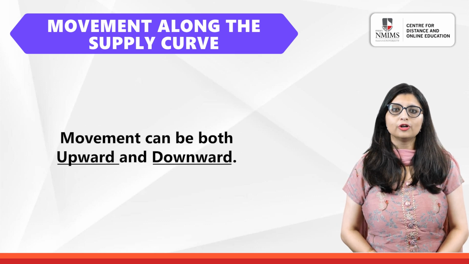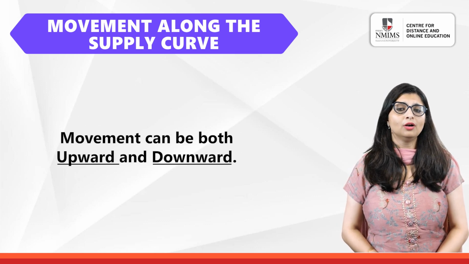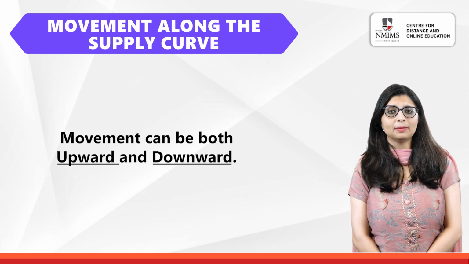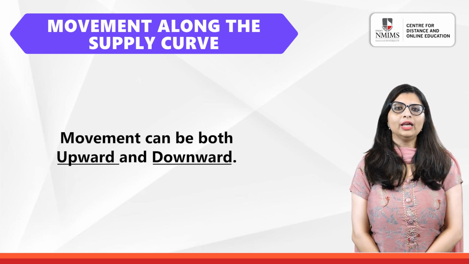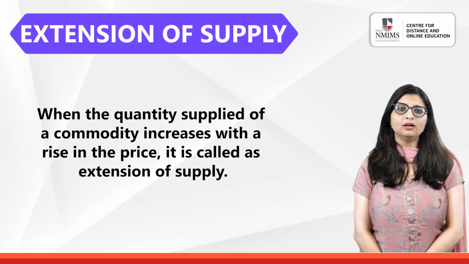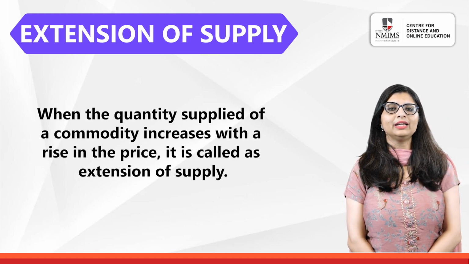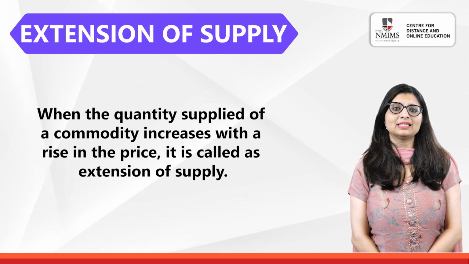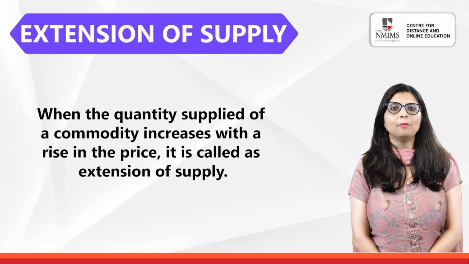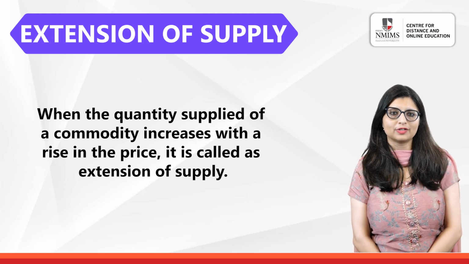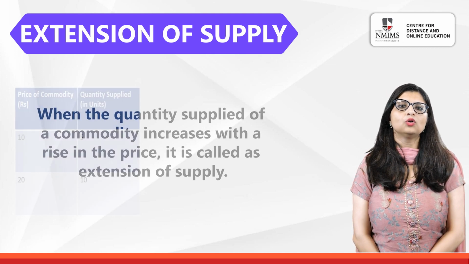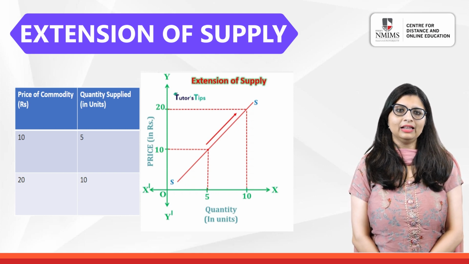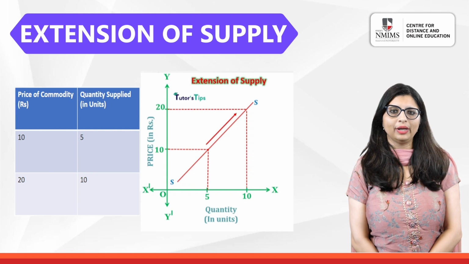The movement will be from one point to another point on the same supply curve. It could be an upward or downward movement which happens along the supply curve. When we are talking about extension of supply, when the quantity supplied of a commodity increases with the rise in the price, it is referred to as an upward movement or extension of supply. So let's say the quantity supplied in units is 5 and 10 at prices 10 and 20.